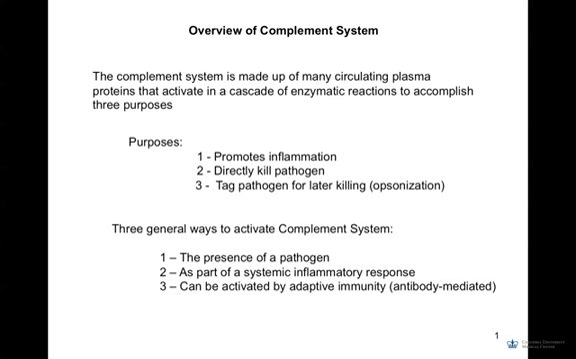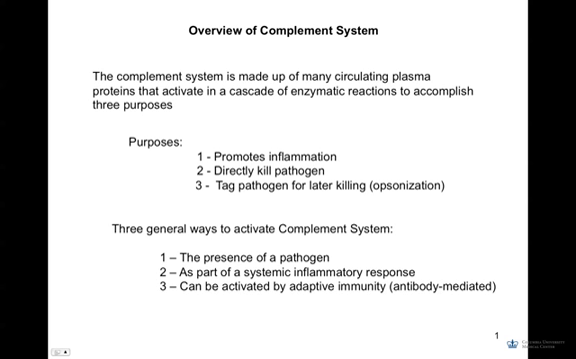The complement system is made up of many circulating plasma proteins that are activated in a cascade of enzymatic reactions. When it's activated, it accomplishes three things. It promotes inflammation, it causes direct killing of pathogens, and it tags pathogens for later killing. That tagging for later killing is called opsonization.